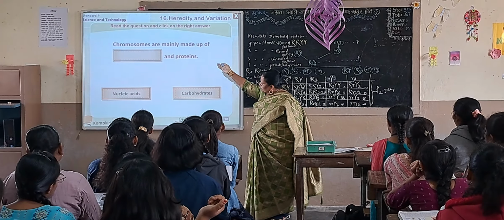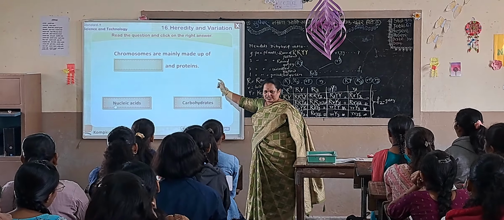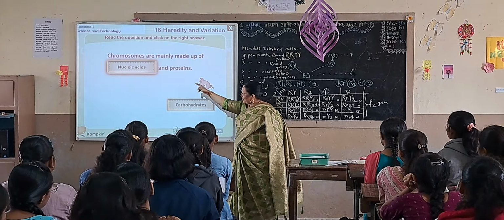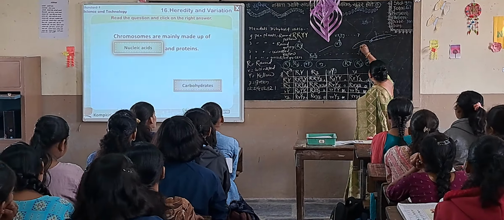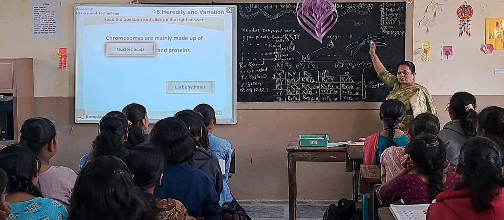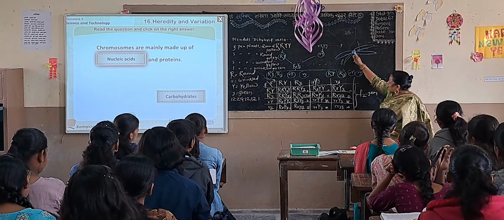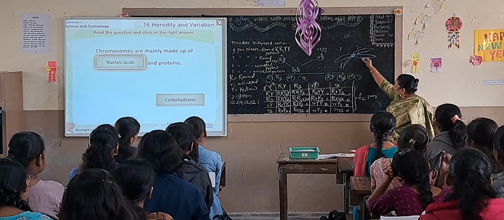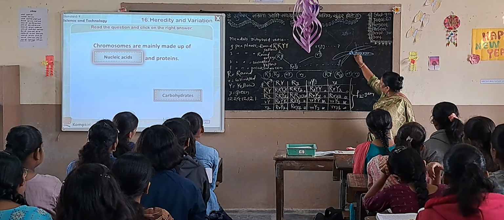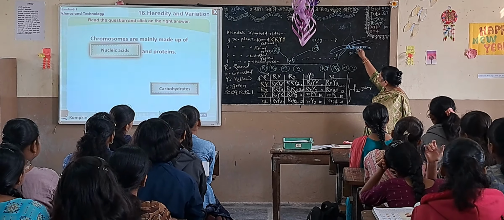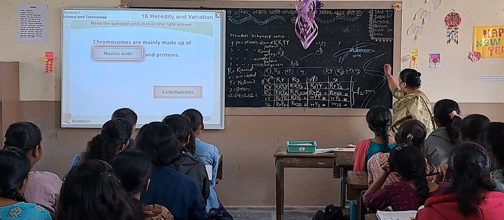Next, chromosomes are mainly made up of nucleic acids and proteins. Histone proteins and nucleic acids are there. The structure of chromosomes is like this. In the dividing stage, the chromosomes get condensed and show two sister chromatids and a central part, which is called the centromere. These chromosomes are compactly filled with genetic material, a small piece called a gene, and genes are made up of DNA. We already studied the structure of DNA.